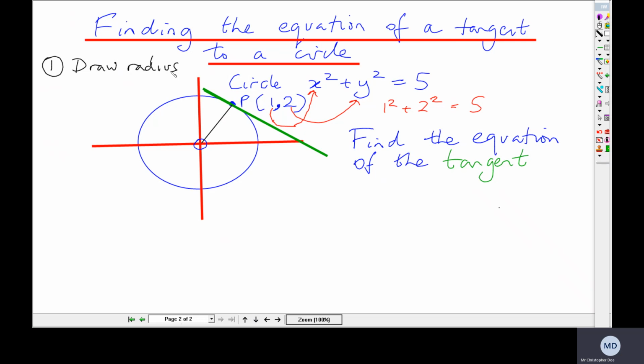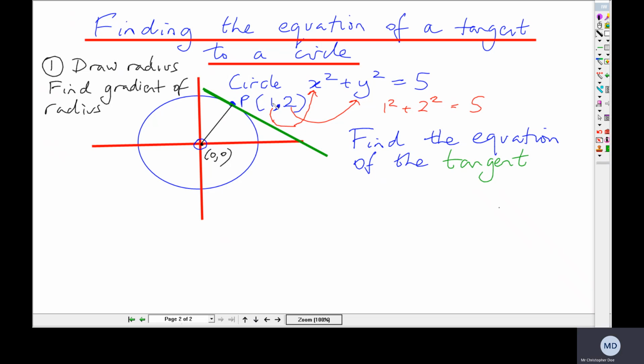We want to find the gradient or the slope of that radius. So with 1 mark, if you can find the gradient of the radius. Right, now, I think some of you will be able to do that, especially when we remember that that point there is 0, 0. And that point there is 1, 2. If you go from 0, 0 to 1, 2, have a think.